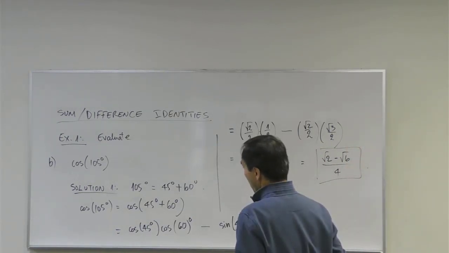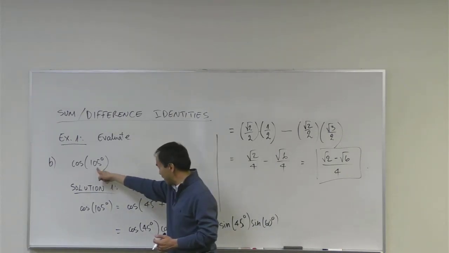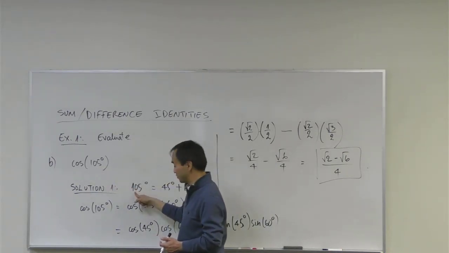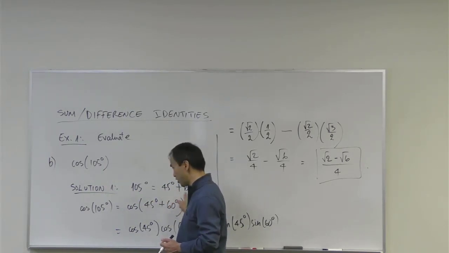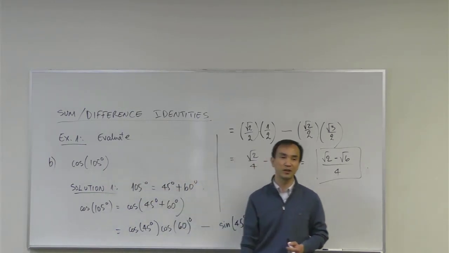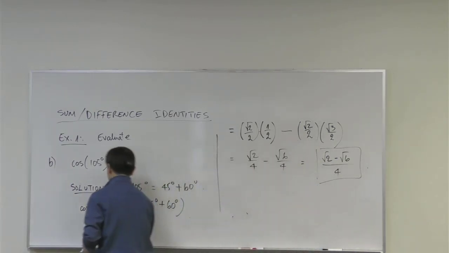That's how we do it. And that's one solution. This solution focuses on the fact that we can turn that angle 105, our goal here, into a sum of two known angles, known from the unit circle, those common angles. And then let me introduce another solution here.